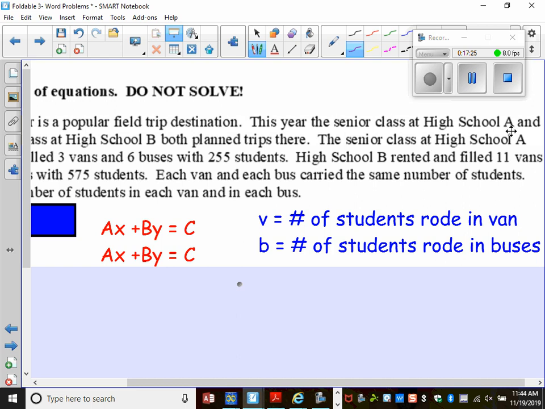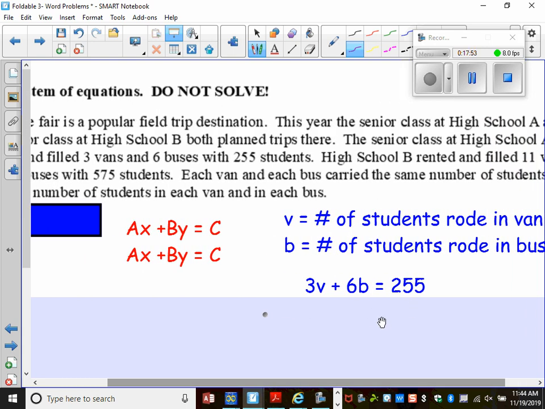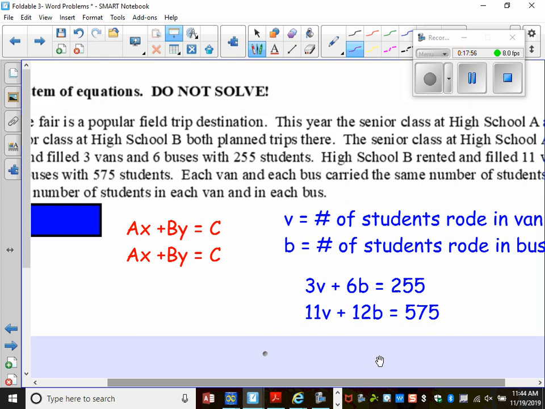So if I look at high school A, it looks like they had 3 vans and 6 buses and a total of 255 students. So I simply write 3V plus 6B equals 255. Okay, for high school B, it looks like we had 11 vans, 12 buses with a total of 575 students. So you're going to say 11V plus 12B equals 575, and you'll stop.